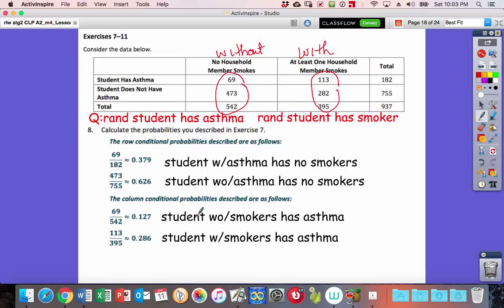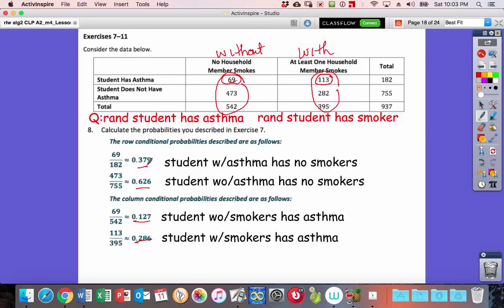Okay, and I want students without smokers, that's this group here that has asthma. It would be 69 out of 542. There's my probability. Now, if I could go and say, okay, the students with smokers that have asthma, if that probability was the same, I would have independent events. But 113 divided by 395 does not give me the same.